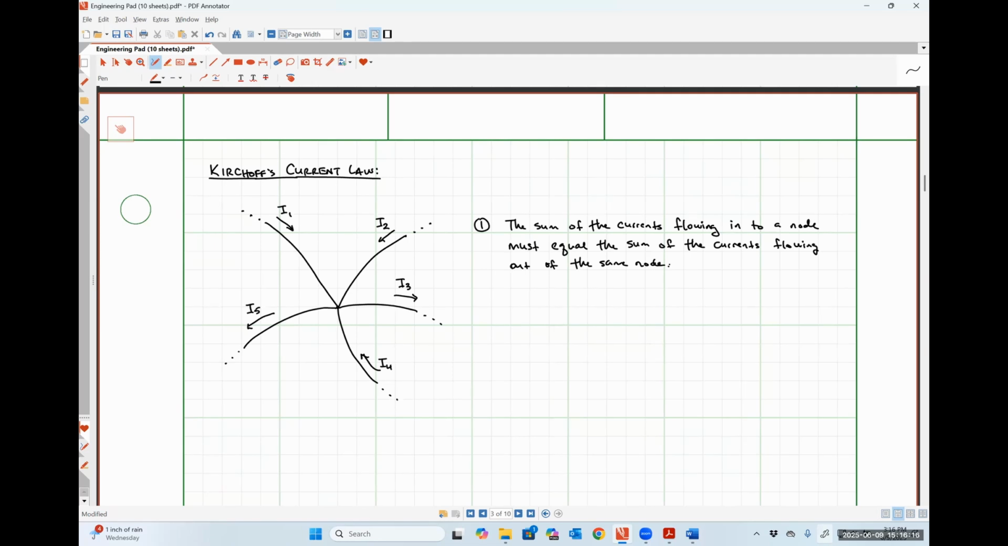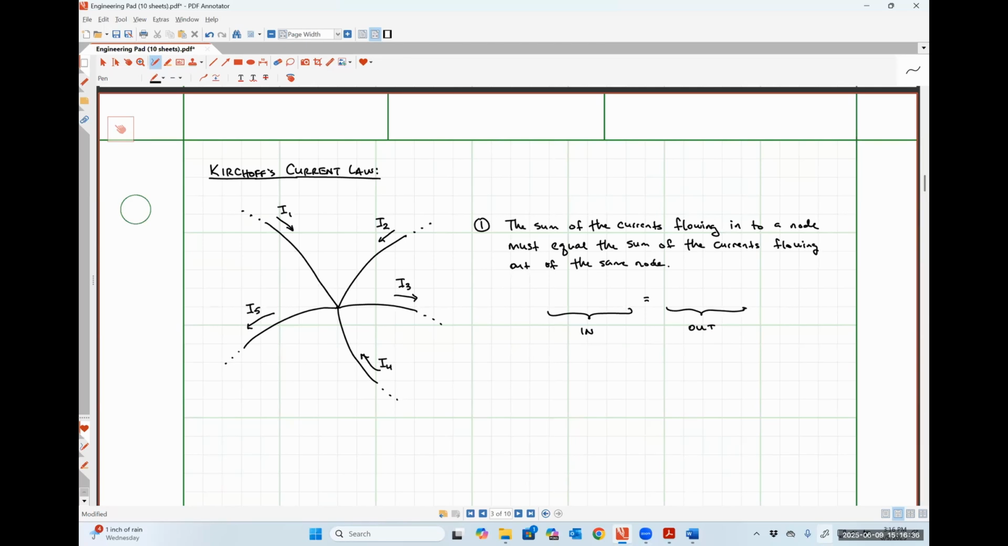So for this particular system, I'm going to put the currents that are flowing in on the left-hand side of the equal sign and the currents that are flowing out on the right-hand side. So I'm just going to make a note here, in, and over here will be out.